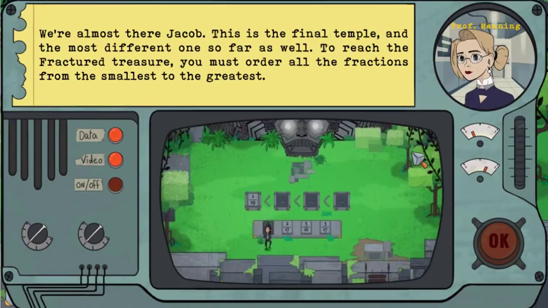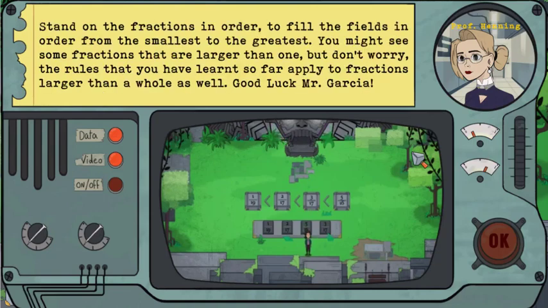We're almost there, Jacob. This is the final temple, and the most different one so far as well. To reach the fractured treasure, you must order all the fractions from the smallest to the greatest. Stand on the fractions in order, to fill the fields in order from the smallest to the greatest. You might see some fractions that are larger than 1, but don't worry, the rules that you have learned so far apply to fractions larger than a whole as well. Good luck, Mr. Garcia.